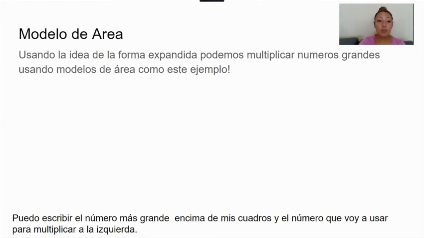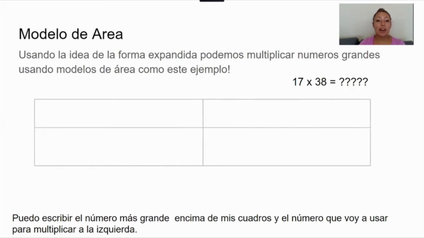Primero, cuando empezamos con un modelo de área, tenemos nuestro problema de multiplicación. Este ejemplo va a usar 17 multiplicado por 38. Después de tener nuestro problema, tenemos que dibujar un rectángulo. Puede ser un rectángulo muy grande y tener 4 rectángulos más pequeños adentro, o puede ser como quieras. Puede ser de diferentes colores, diferentes tamaños, pero tienes que tener por lo menos 4 rectángulos en un rectángulo grande.